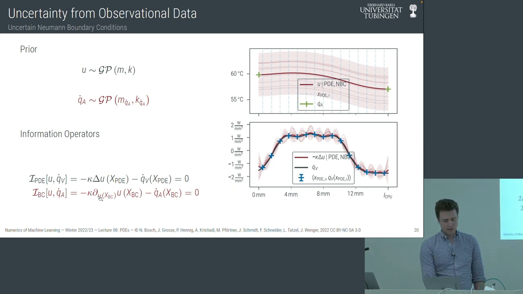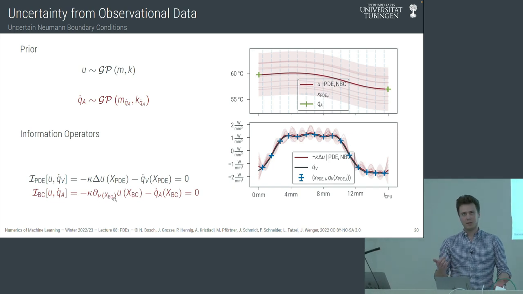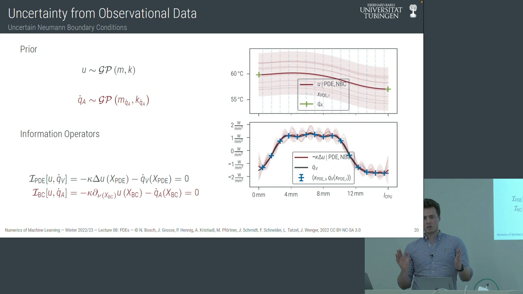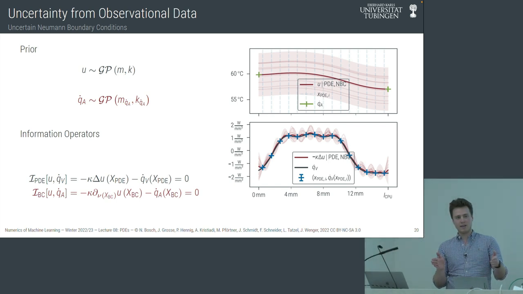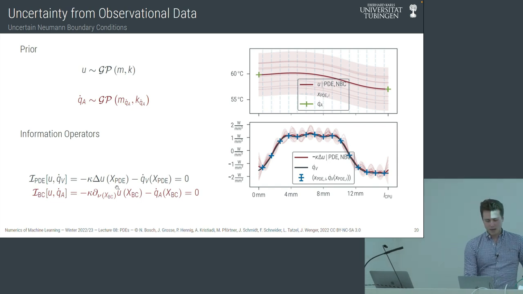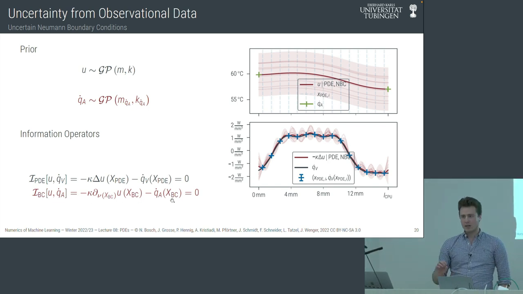Don't worry about this. This is a directional derivative, because normally if you have a multi-dimensional domain, say for example a plane, it's not just the derivative, but the derivative in the direction of the normal vector to that boundary. So essentially how much heat flows out of a surface is given in the direction of that normal vector, the exterior normal vector. But think about it as just the first derivative for now. This is an information operator describing that Neumann boundary condition.